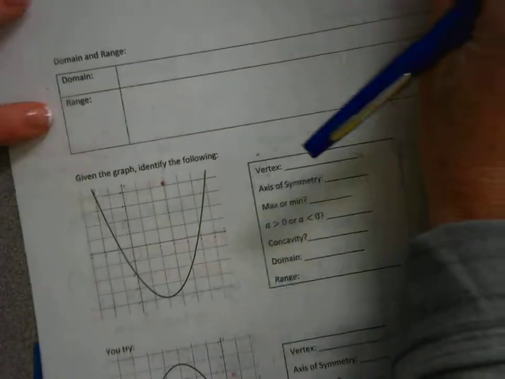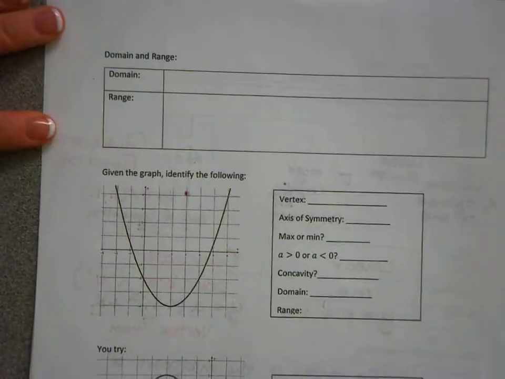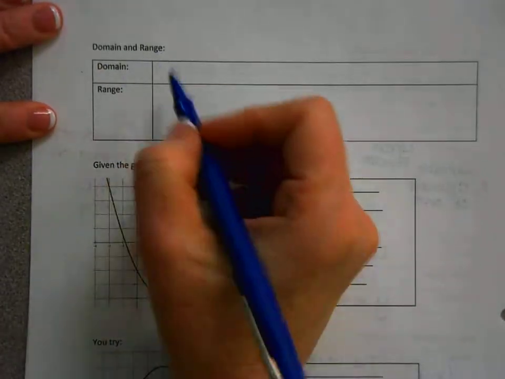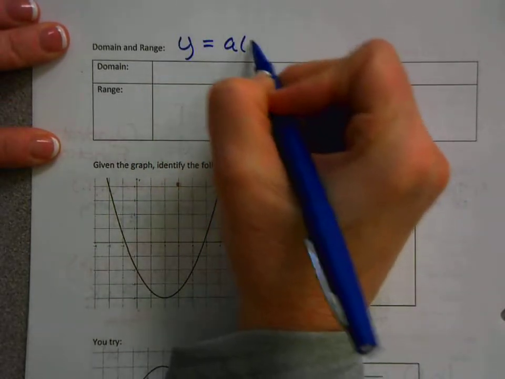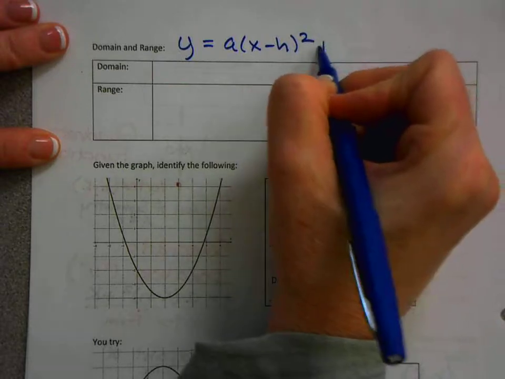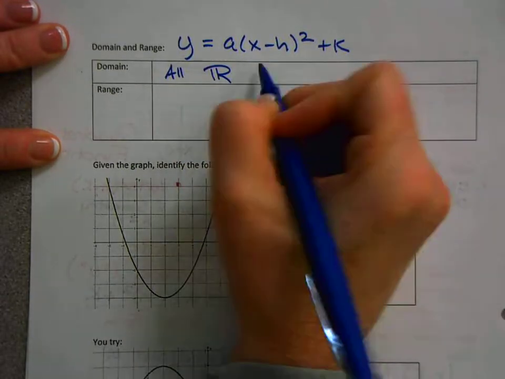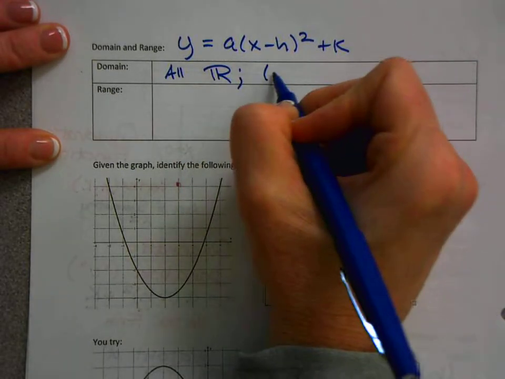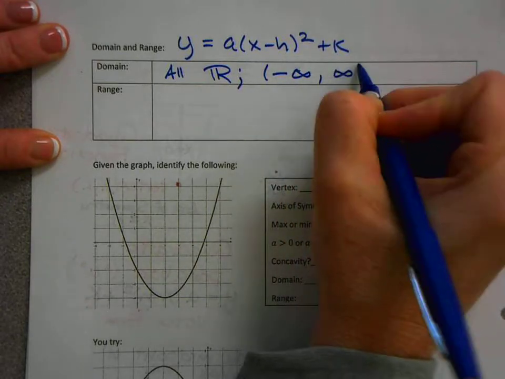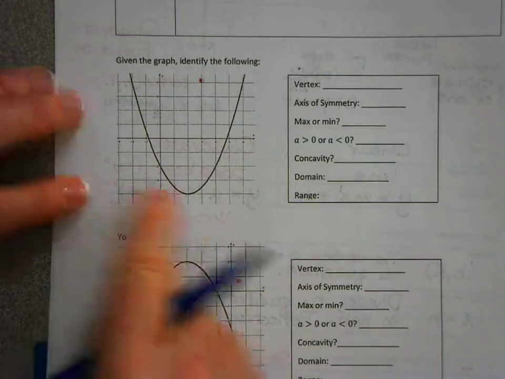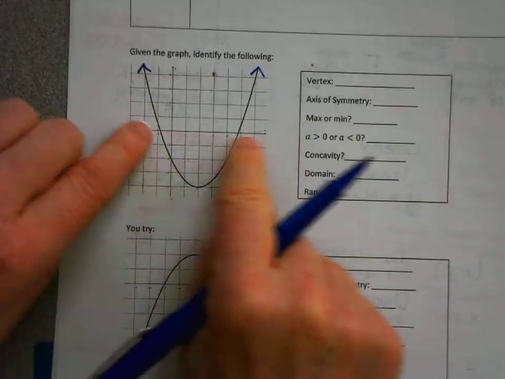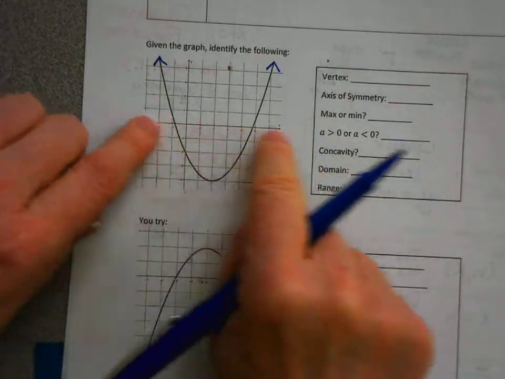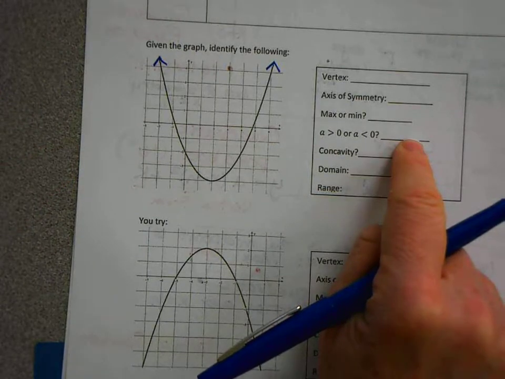We want to talk about the domain and range of quadratics. We're all about quadratics today. The domain of every quadratic, y equals a times x minus h squared plus k, is all real numbers, or we could say negative infinity to positive infinity. And we see it, right? No matter what, these are arrows, so x goes on forever in both directions. The graph will exist for any x value, okay?